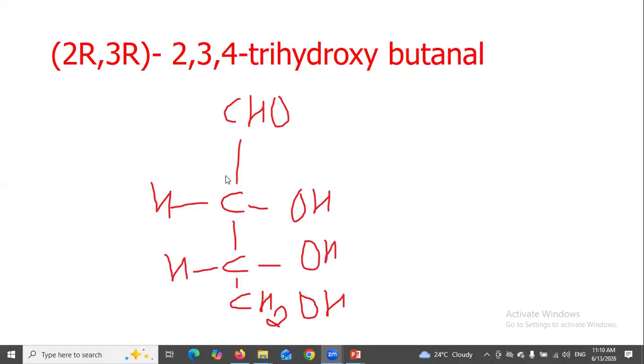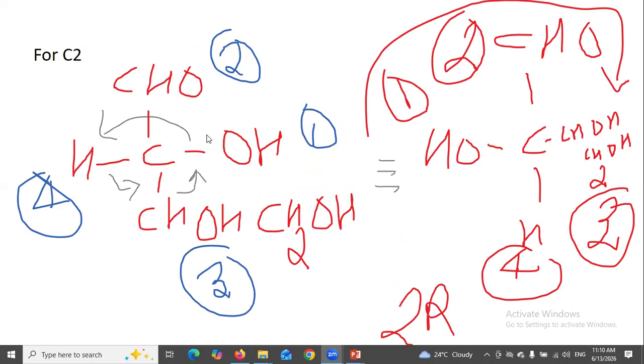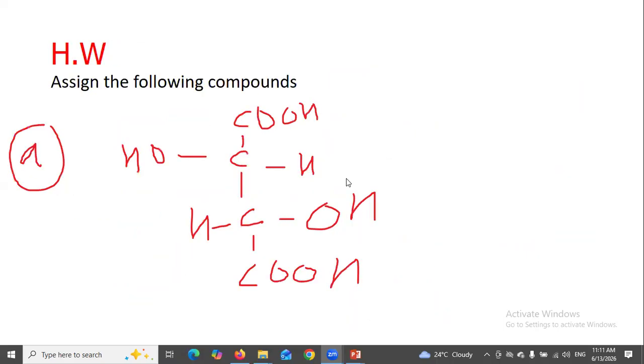See, in this example, first number the atoms in the vertical way: 1, 2, 3, 4. For C2, the lowest priority is on the left-hand side. So 1, 2, 3. This is 2R. Similarly, for C3, the lowest is on the left-hand side. It's 1 to 3, 3R.